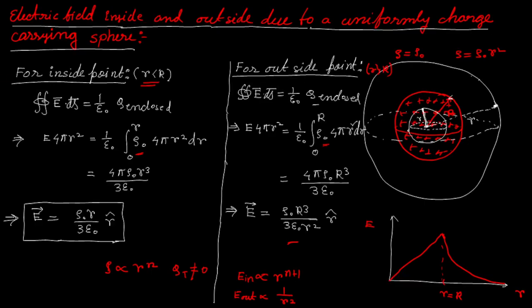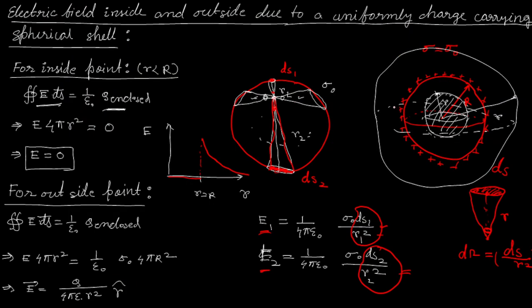Now let's consider a case like this. Until now we have calculated two cases. In one case we considered a uniform charge carrying sphere where the charge is distributed over the volume. In the second case, we considered a thin spherical shell where charge is distributed only over the surface. Now we want to calculate the electric field due to a thick spherical shell. A thick spherical shell means it will have two radii, inner radius and outer radius.